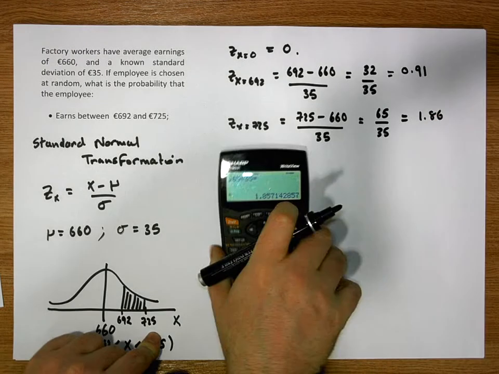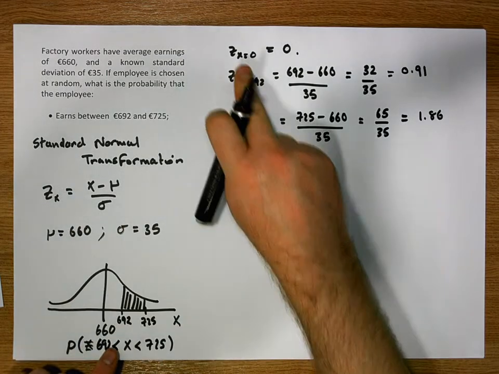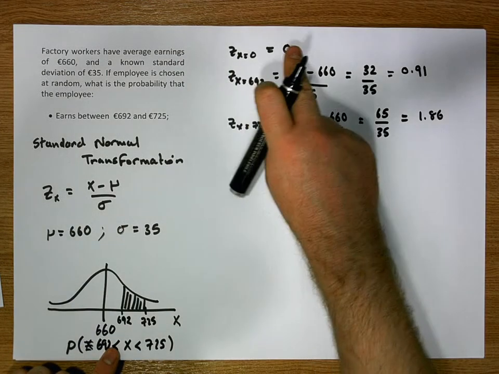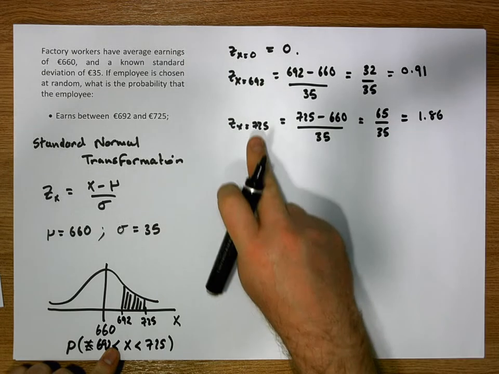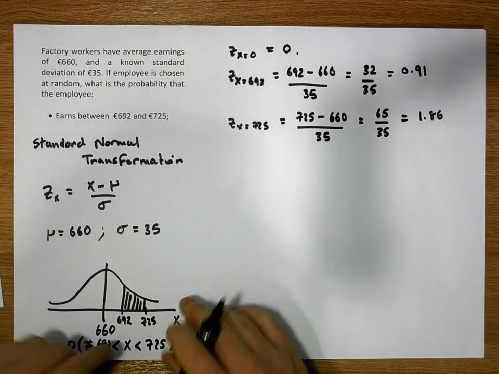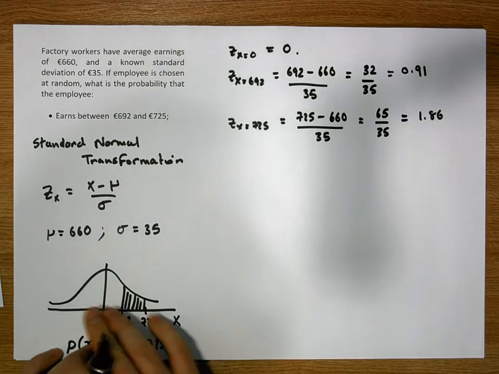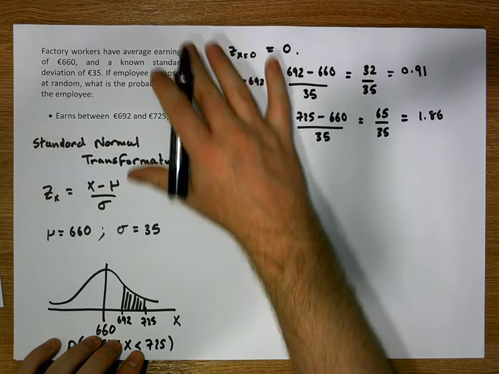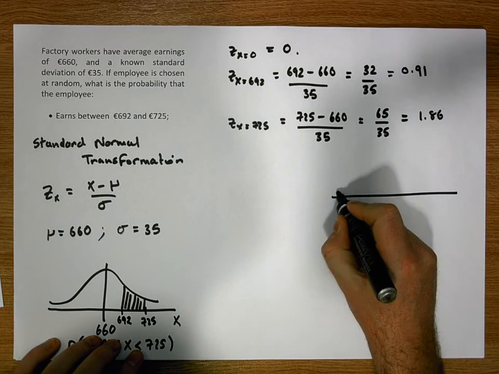1.86. Under the standard normal transformation, our three values have been transformed. When x is 660, it's been taken to 0. When x is 692, it's been taken to 0.91, and when x is 725, it's been taken to 1.86. And we know that this transformation bends this curve into the standard normal curve. So these values have now been transformed onto the standard normal curve.